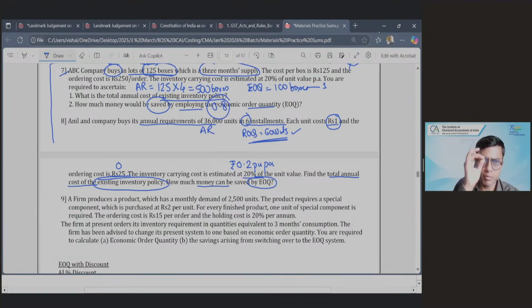So see, the same copy paste question, but the language is different. The way of giving the question is different, but the answer is in the same steps. Find out EOQ, find out total cost of 6,000, which is present inventory policy, find out total cost of EOQ. Difference between them is the money saved.